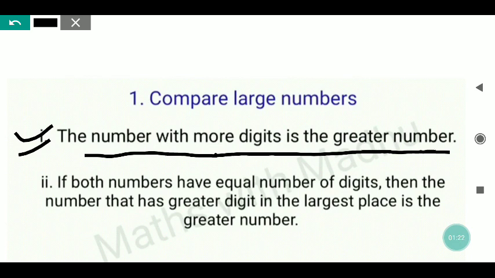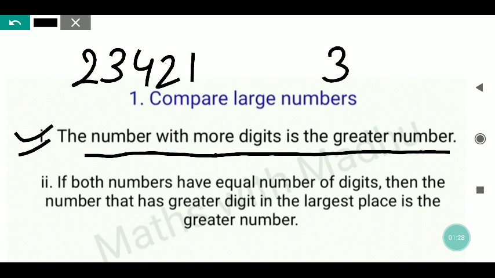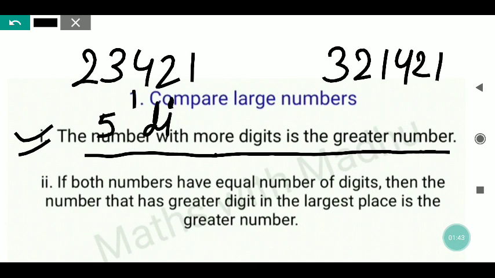It means that, just suppose, 2, 3, 4, 2, 1 and 3, 2, 1, 4, 2, 1. You just count the number of digits. I am telling you to count the number of digits. So 1, 2, 3, 4, 5. You can see this is a 5-digit number. How many digits? 5-digit number. And this one is 1, 2, 3, 4, 5, 6. So it is a 6-digit number, isn't it?